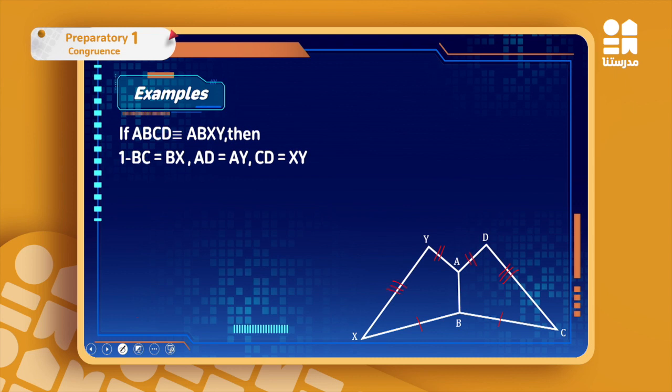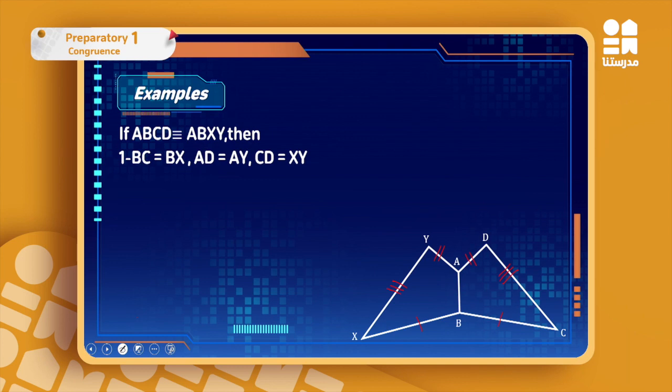So we can observe the corresponding sides. So AB, here we have, for the two sides, BC and BX. We call them corresponding sides. Then move to the top, CD and XY. They are equal, or we have the same length. Then AD and AY, also we have the same length.